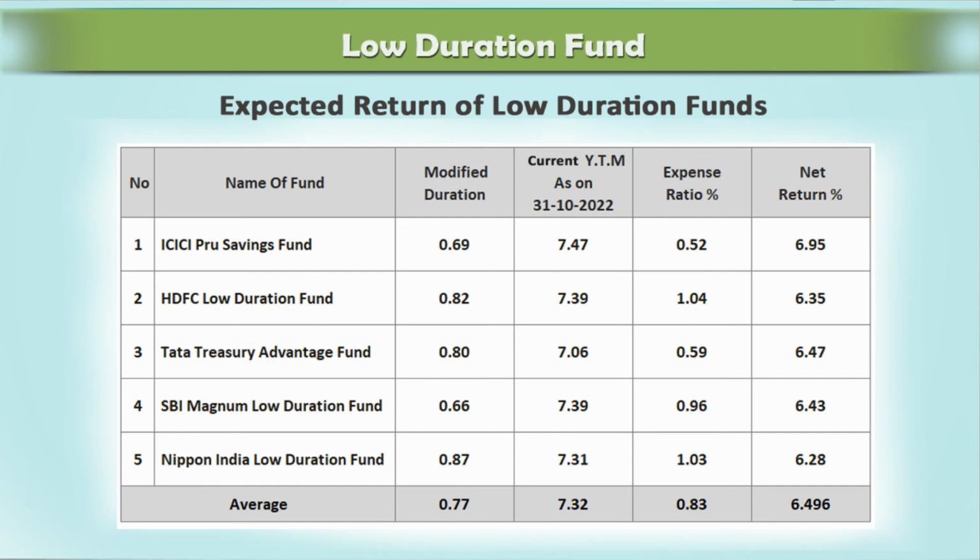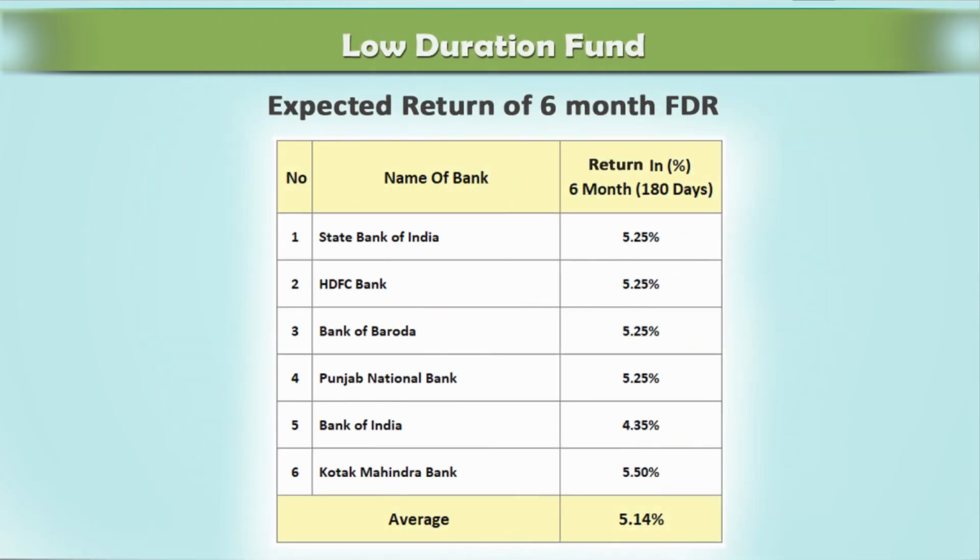Now let us compare it with bank FD for a period of 6 months. On screen, you can see the average return of 5.14% as compared to a return of 6.5% per annum in low duration funds. Here also is the other advantage of flexibility of exit route. You can redeem the fund at any time and you will get the redemption amount based on the previous day NAV.